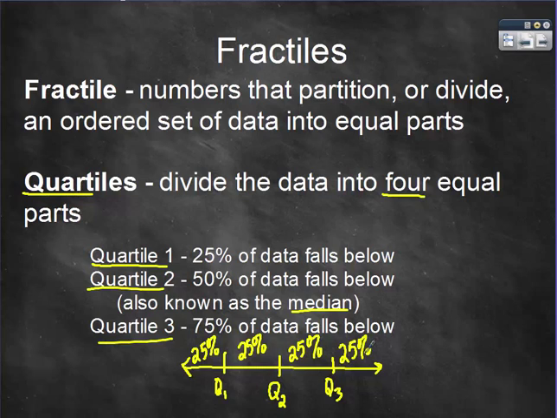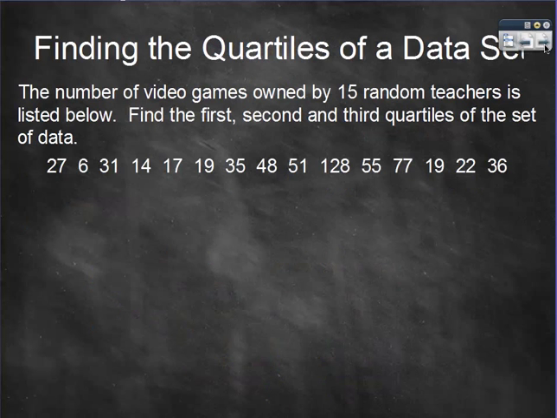Now, these quartiles are pretty simple to find. So we'll go into our first example, because it's a little bit easier to show how they're found than trying to explain it. We want to find the quartiles of the following data set. I have a set of numbers here of 27, 6, 31, 14, 17, 19, 35, 48, 51, 128, 55, 77, 19, 22, and 36.